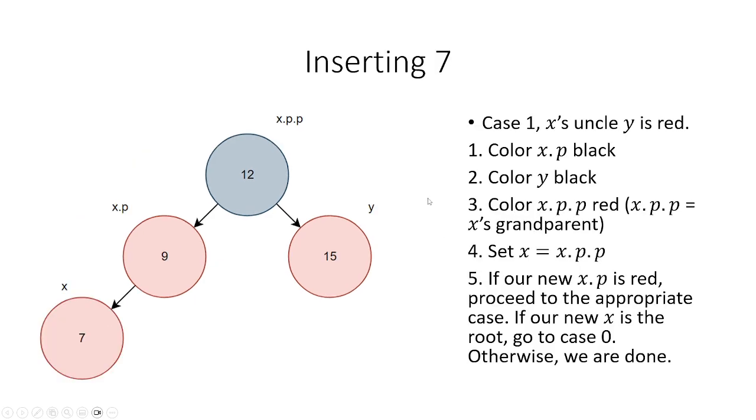And then if we insert 7, we have a problem, remember, because we require that red nodes have 2 black children, and now we have a red node with a red child. So we have to perform a fix-up here. And this is going to be case 1 because X's uncle Y is red.